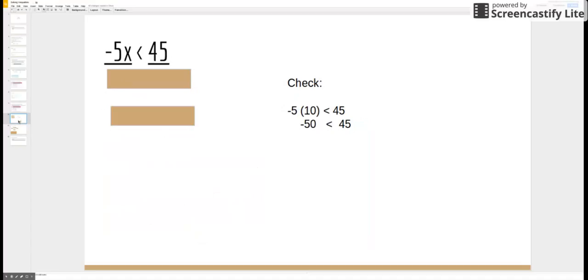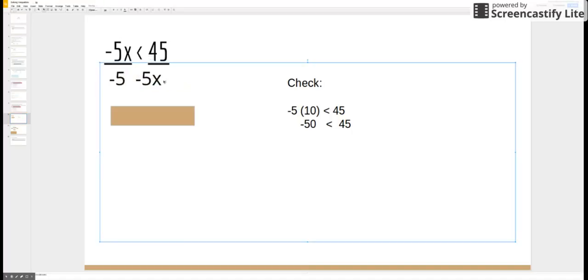All right, here we have negative 5x is less than 45. How do we solve for x? How do we get x by itself? Well, if negative 5 times x is less than 45, you would divide both sides by negative 5, right? Because we need to get x by itself, not negative 5x. Sorry about that.